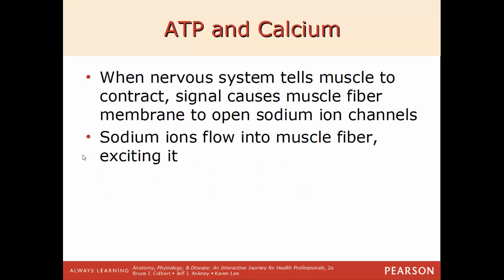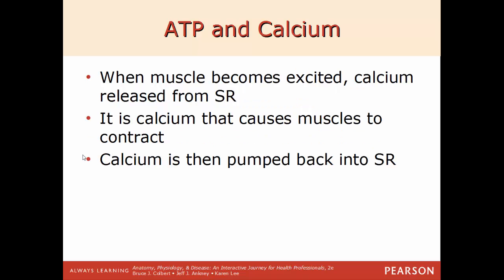Now when the nervous system tells the muscle to contract, a particular type of signal will cause the muscle fiber, or the membrane of the muscle fiber, to open sodium ion channels. This will allow sodium ions to flow into the muscle fiber, therefore exciting it. And this process we'll talk more in detail in a future video. When that muscle fiber becomes excited, this is what will cause the calcium to be released from the SR. So it is the calcium that causes the muscles to contract, and then the calcium after that point is pumped back to the SR to be used again later on.